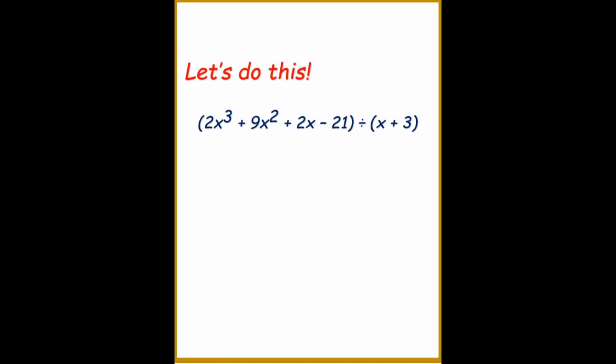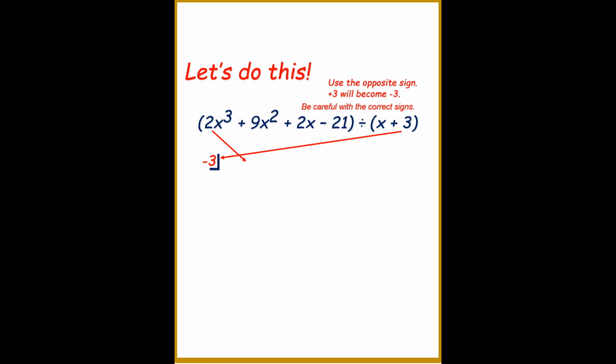Let's do this again. 2x cubed plus 9x squared plus 2x minus 21 divided by x plus 3. The symbol, I mean, negative 3. Always remember, use the opposite sign when you write it. So in this case, positive 3 will become negative 3. Be careful with the correct signs. And now, let's copy the numbers.